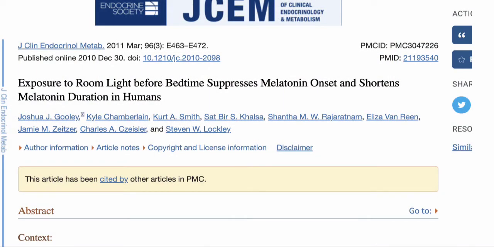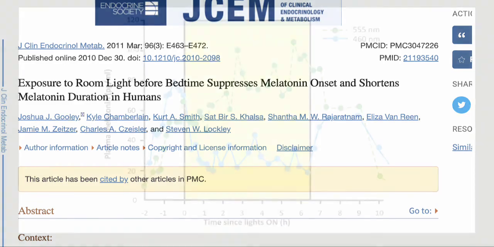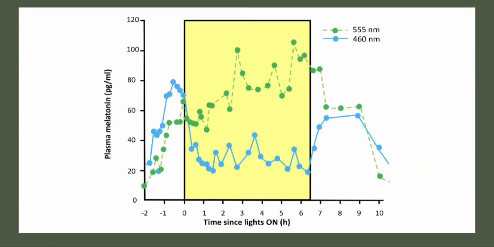Next, from the Journal of Clinical Endocrinology, exposure to room light before bedtime suppresses melatonin onset and shortens melatonin duration. Would you be willing to give up 80% of your anti-cancer hormone at night, or 80% of the information that you need to survive whatever time we're in on the planet? I wouldn't.